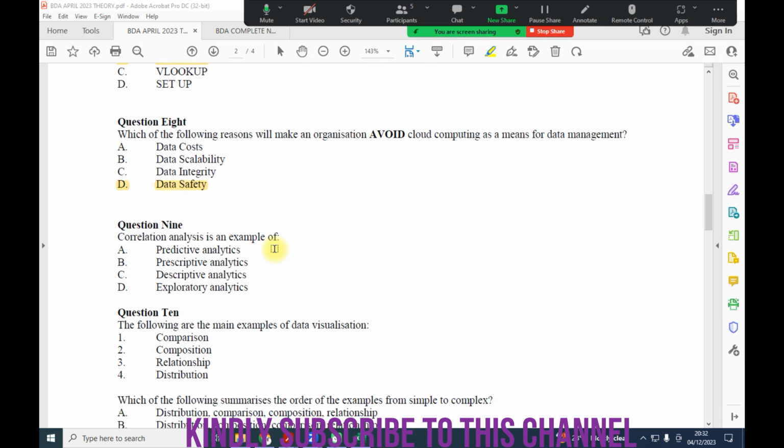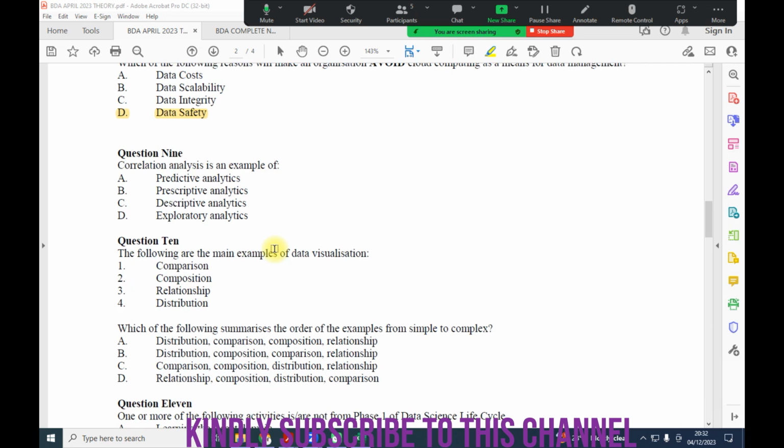Then the other question, number 9: correlation analysis is an example of what? Is it predictive analysis, prescriptive analysis, descriptive analysis, or exploratory analysis? Remember, there is a difference between correlation and regression. When it comes to regression analysis, you can use regression to predict. Regression is normally a predictive analysis because we are able to predict the figures or the outcome that will happen in the future.